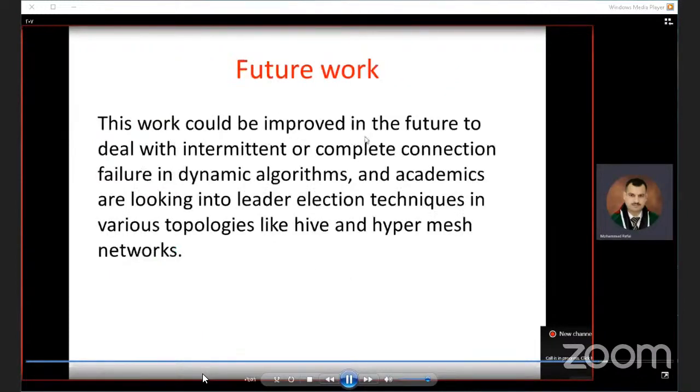For future work, this work could be improved to deal with intermittent or complete connection failure in dynamic algorithms, and academics are looking into leader election techniques in various topologies like Hive and Hypermesh networks. This is our paper and this is our work. Thank you for listening.